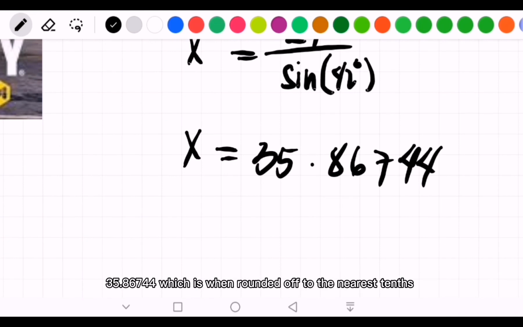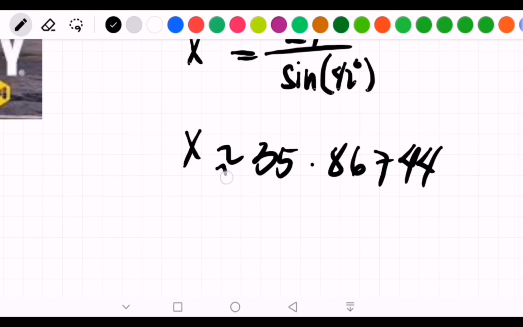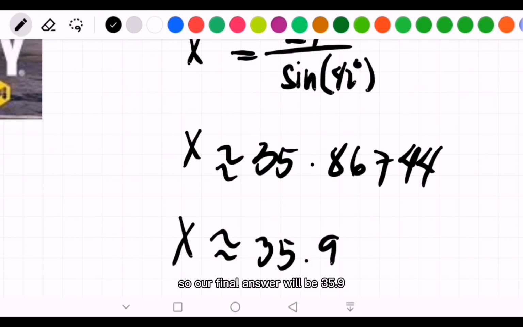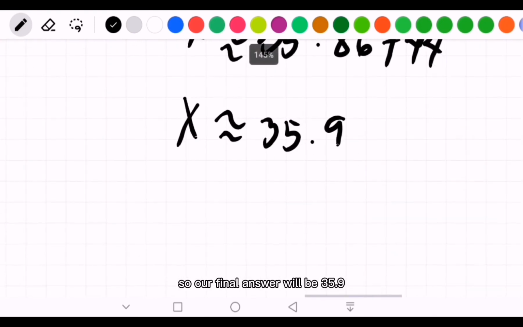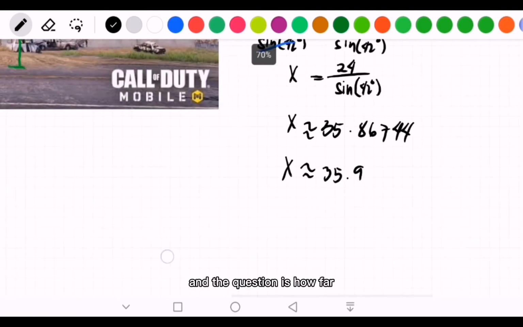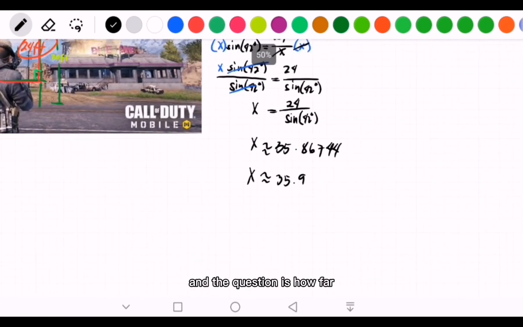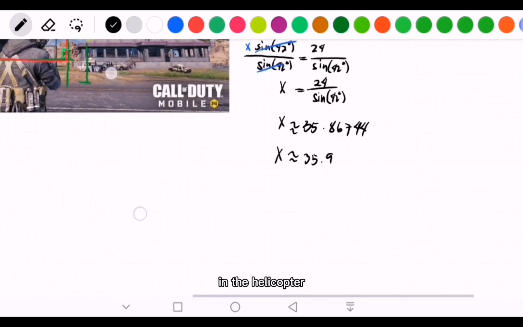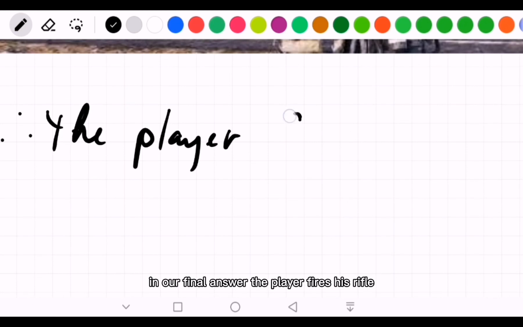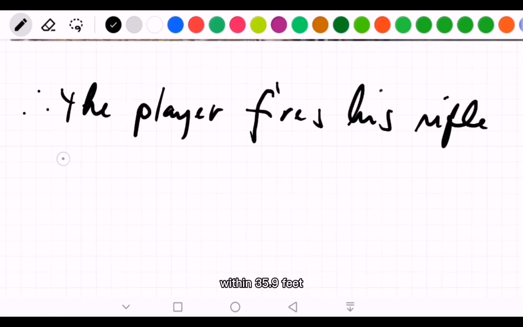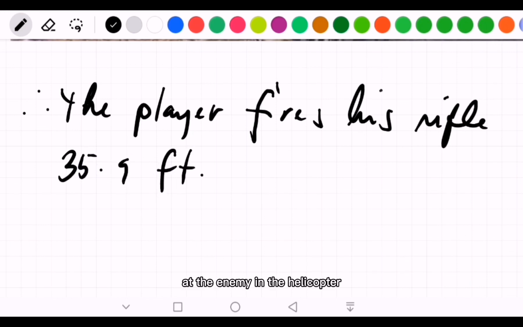So our final answer should be 35.86744, which, when rounded off to the nearest tenths, will be 35.9. So our final answer will be 35.9. And the question is, how far does the player fire his rifle at the enemy in the helicopter? In our final answer, the player fires his rifle within 35.9 feet at the enemy in the helicopter.